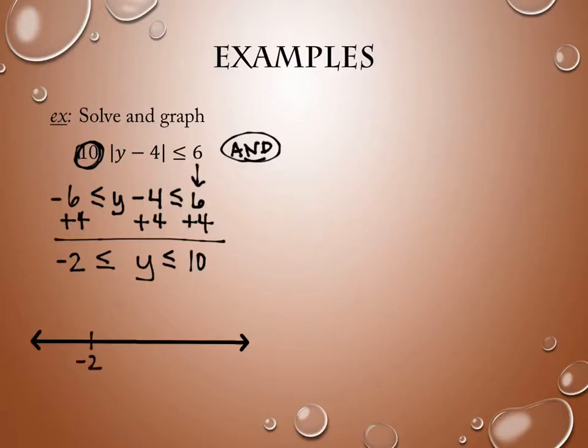Right, and we need to make sure we put them in there in the right order. So of course -2 is before 10. Where will I shade? In between. And will I use parentheses or brackets? Brackets, because this one has the equal to part. And the brackets, of course, open into the shading. So I have brackets like this.